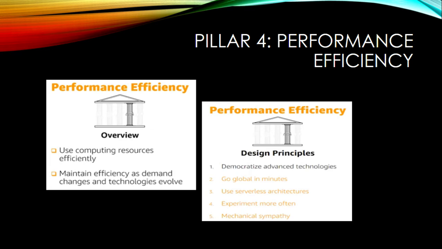And with cloud, about the fourth point, you can experiment more often. So, with virtual and automatable resources, you can quickly carry out comparative testing using different types of instances, storage, or configurations. The last one is about mechanical sympathy. So, this is about using the technology approach that aligns best to what you are trying to achieve. For example, consider the data access patterns when selecting the database or storage approaches.